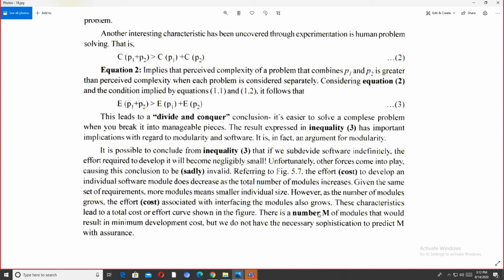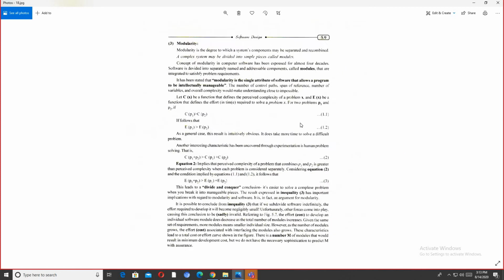A big problem is divided into separate problems because collectively their effort will always be greater, but if you divide them and solve them one by one, the effort will be much lesser. So it is possible to conclude from inequality 3 that if we subdivide software indefinitely, the effort required to develop it will become negligibly small. So divide and conquer is important in software. Unfortunately, other forces come into play, causing this conclusion to be invalid. Now you can ignore the rest of the things. So now let's move on.